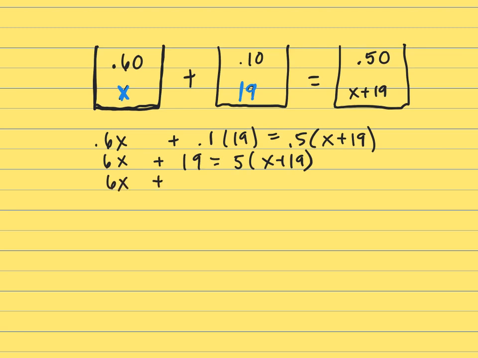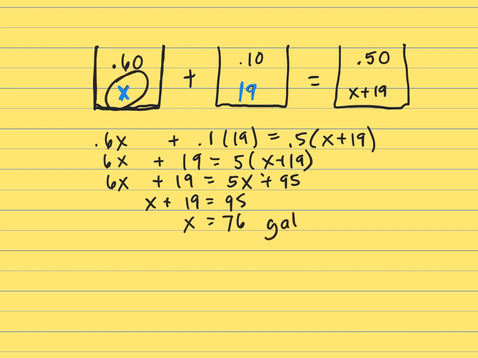Now we're going to clear our parentheses on the right hand side, and that'll be 5x plus 95. Now let's subtract 5x from both sides, and that leaves me an x plus 19 equals 95. And now subtract 19 from both sides, and you get 76. So you need 17 gallons of that 16%.